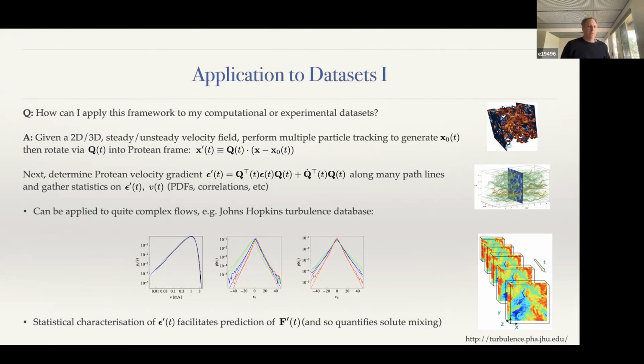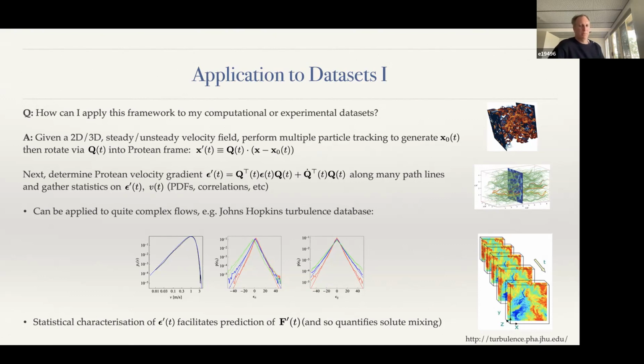Essentially, we can just follow a recipe. Given our velocity field, whether it's 2D or 3D, steady or unsteady, we just perform particle tracking to generate our particle positions x0 of t, and then we rotate via a rotation tensor Q of t into the protean frame. We determine the protean velocity gradient, so we're assuming that we can also access the velocity gradient of our flow along the path lines, and then we simply gather statistics on the elements of the velocity gradient tensor and the velocity, and we look at the PDFs of velocity and the correlations between them.